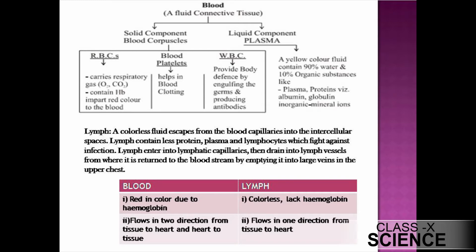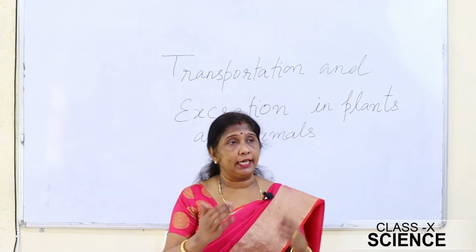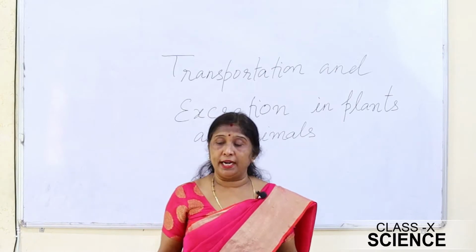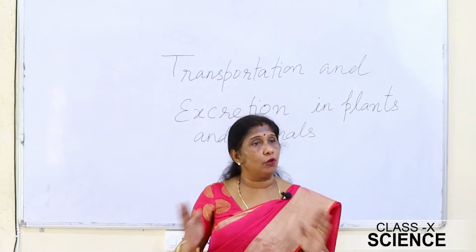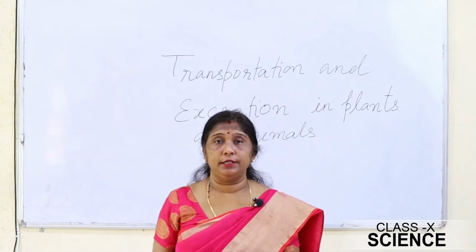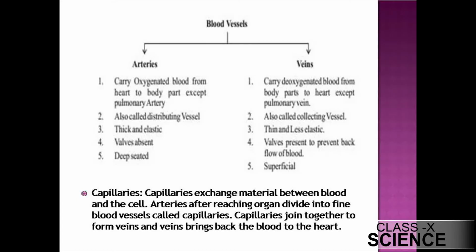Now there is a difference between blood and lymph. Blood is red in color, whereas lymph is colorless and lacks hemoglobin. Then blood flows in two directions, from the whole body to the heart, and again from the heart to the different parts of the body. But the flow of lymph is only in one direction, that is from the tissues to the heart. The next component is blood vessels.